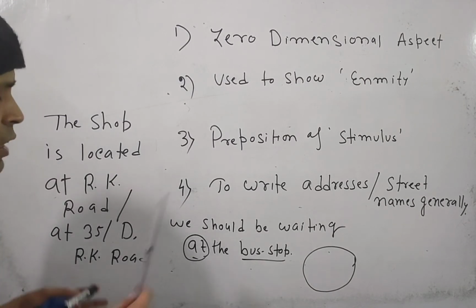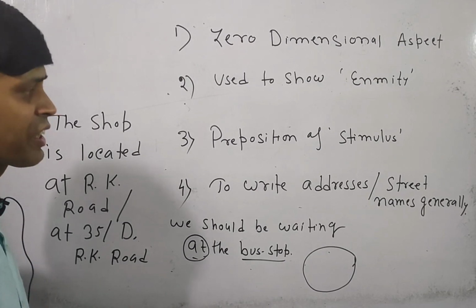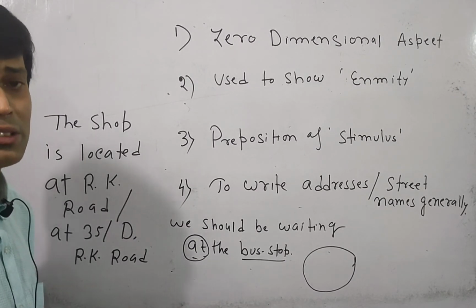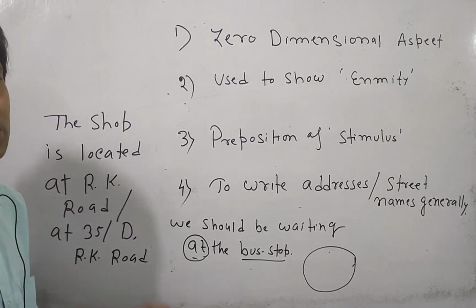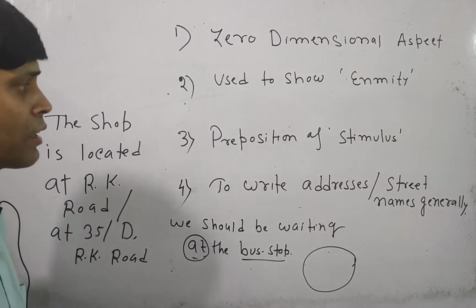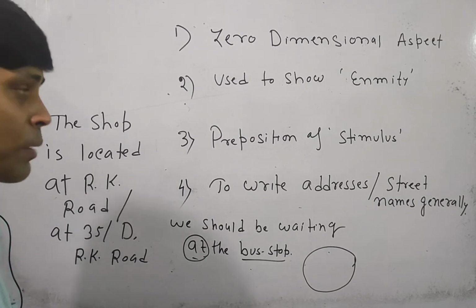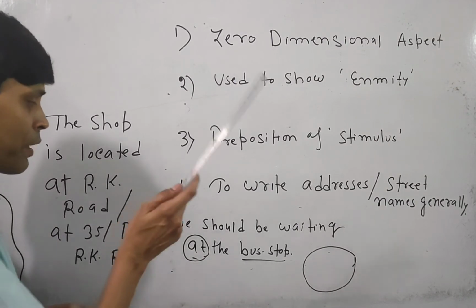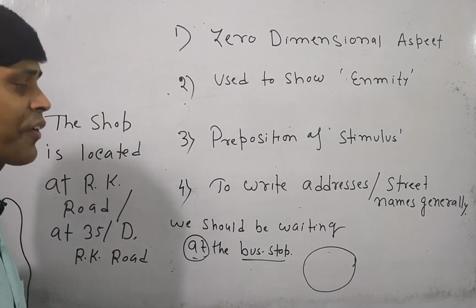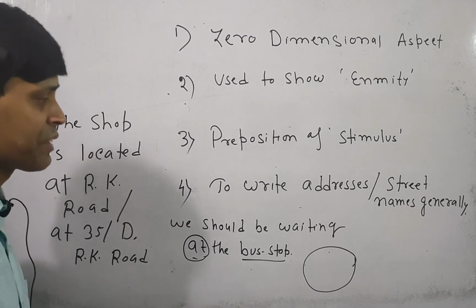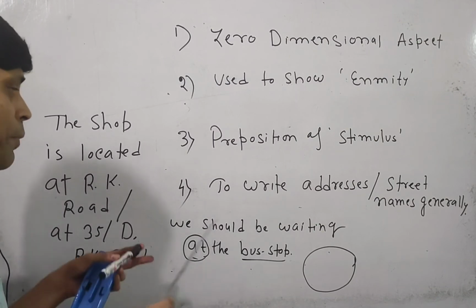Preposition of stimulus, already told you, it creates some kinds of invigoration, or some kind of extreme excitement. The excitement may be negative or positive depending on the sentence construction, but still it can also create some kind of great tension in the mind of someone, etc. But in the last option I have told that in general cases we can write at before placing some address or street name. But there are many ways to write.